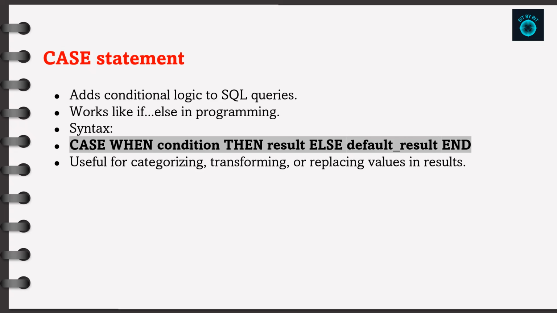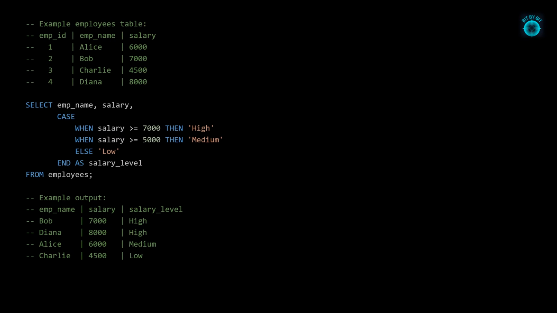CASE is often used to categorize data, create labels for groups, or transform raw values into something more meaningful in query results. We begin with a table of employees showing their names and salaries. In our query, we select the employee's name and salary, and then use a CASE expression to classify their salary level. The first condition checks if the salary is greater than or equal to 7,000.